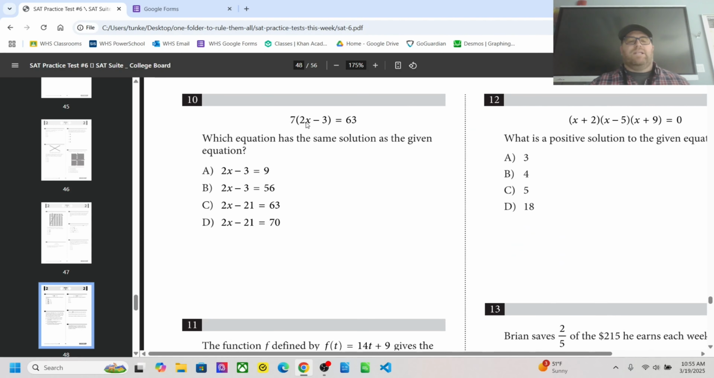We see we have 7 times 2x minus 3 equals 63. Which equation has the same solution as the given equation? You'll see that the correct answer here is A, because if you divide both sides by 7, you get 2x minus 3 equals 9. So it's the next step here. This next one, the first wrong answer, they subtract 7 from 63. This next one, they multiply 7 by negative 3. And then in this one, they multiply 7 by negative 3 to get negative 21 here and add 7 to both sides. So let's create a few questions like that.